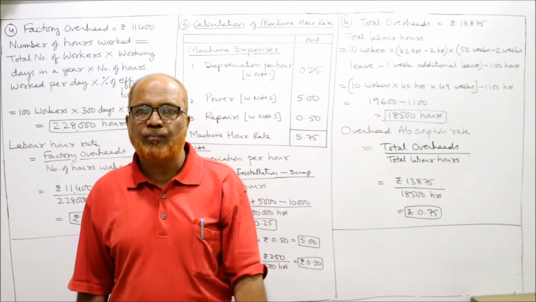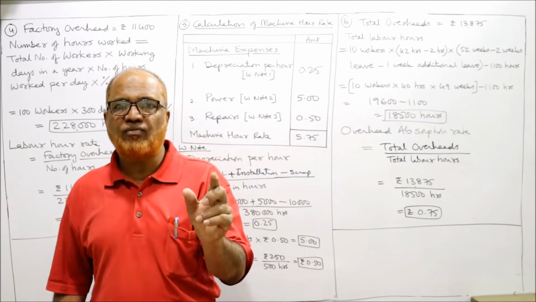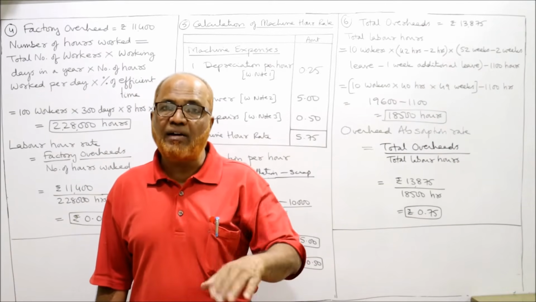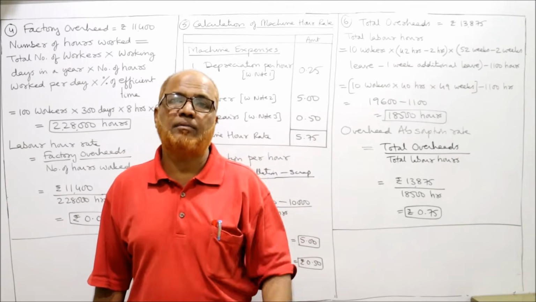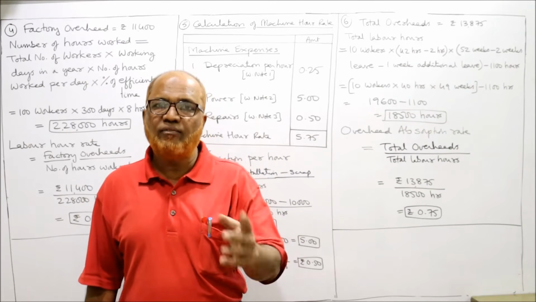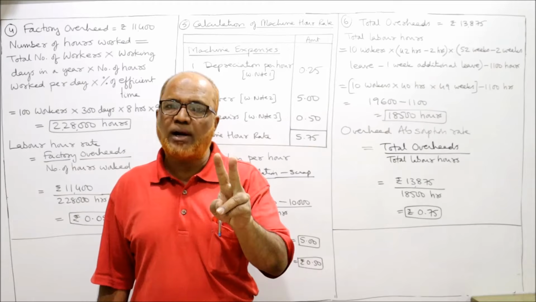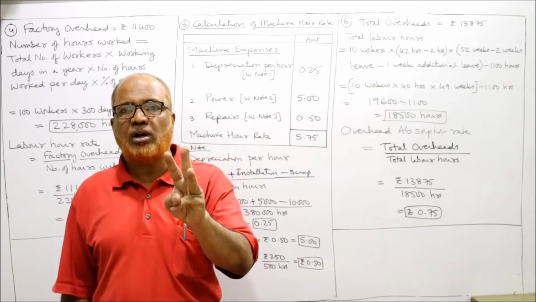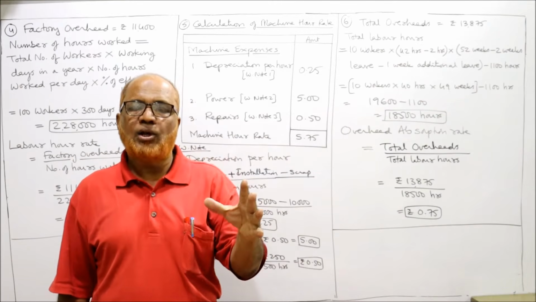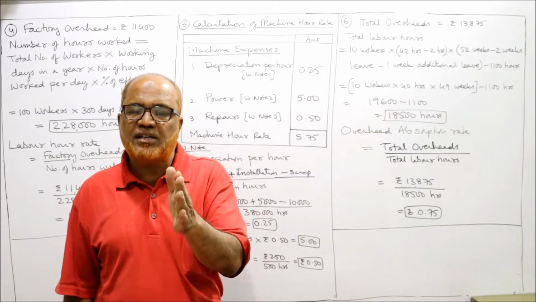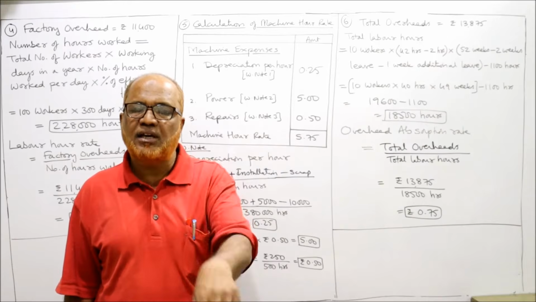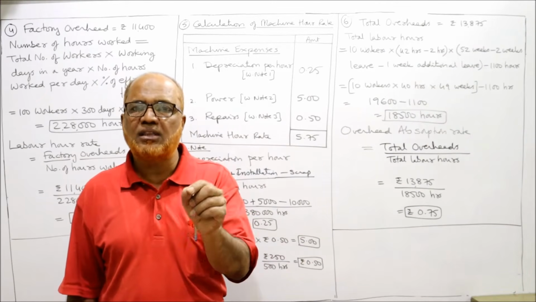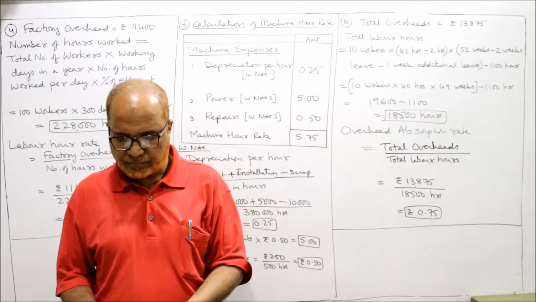So 52 minus 2, 50 weeks he is working. Apart from that, together with other holidays of 5 days per annum. 5 days means 1 week, so additional leave is 1 week. That means 2 weeks holidays and 1 week additional leave, so 3 weeks he is not working in 1 year. Out of 52 weeks, 3 weeks he is not coming. So 52 minus 3, 49 weeks the worker works in 1 year.